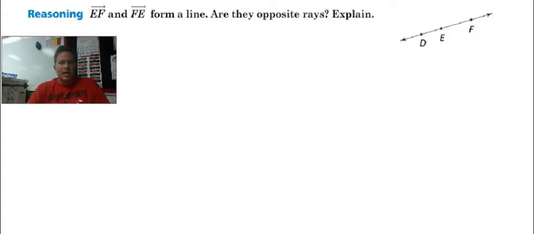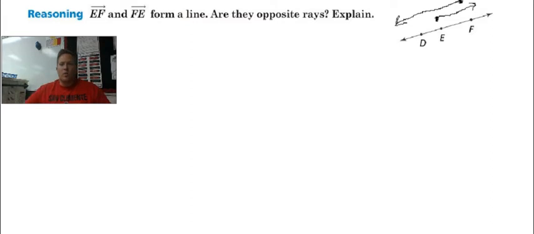It says, ray EF and ray FE form a line. Are they opposite rays? So again, remember, how we label the rays is we start at E and we go to F. Let's just draw it here. If we start at E right here and we go through F, that is what that ray looks like. And the other one says that we start at F and we go to E. So it says, are these opposite rays?